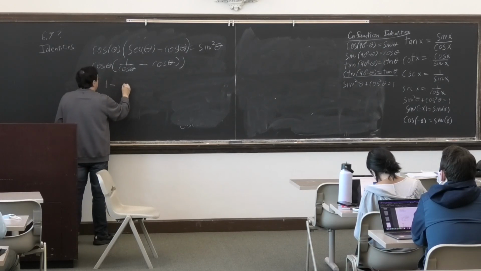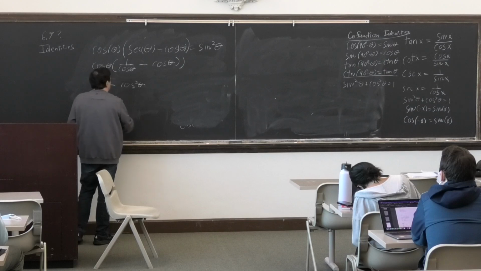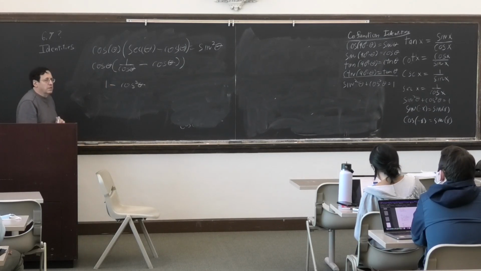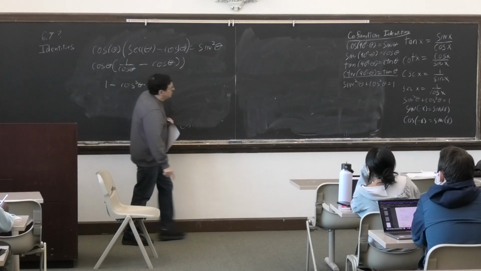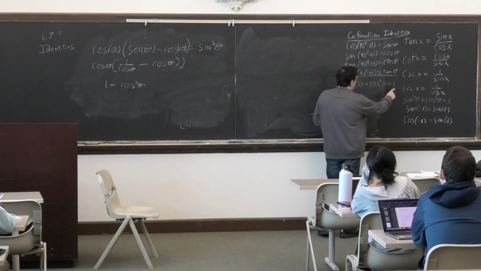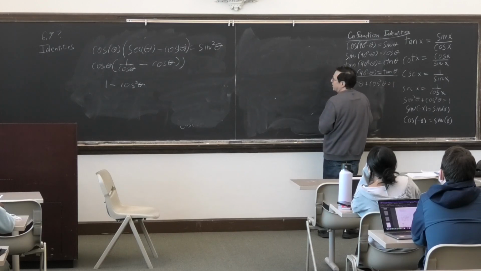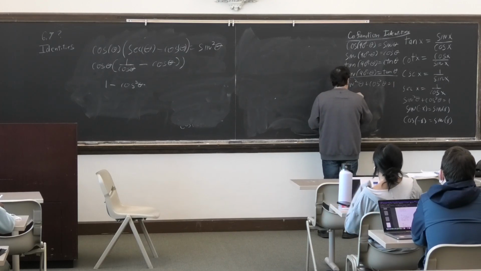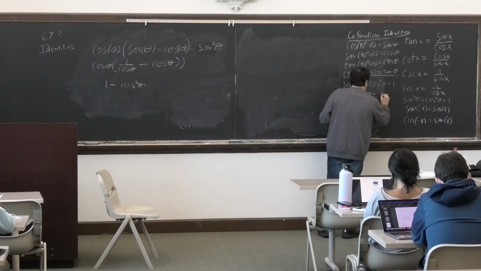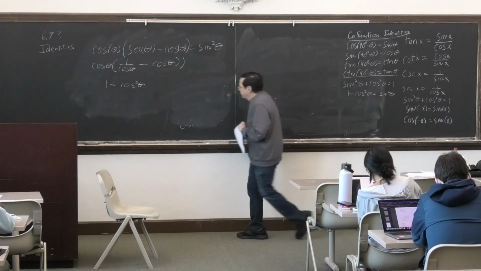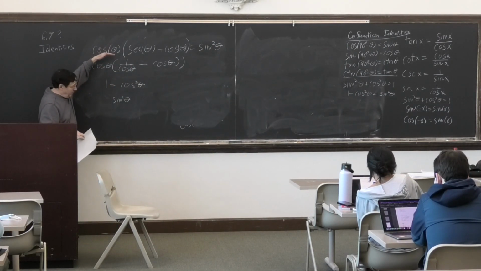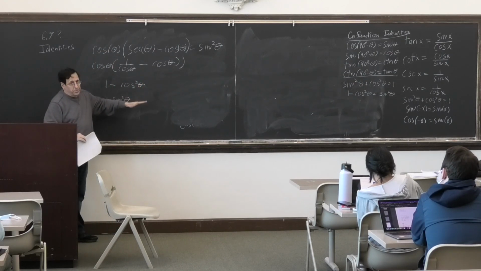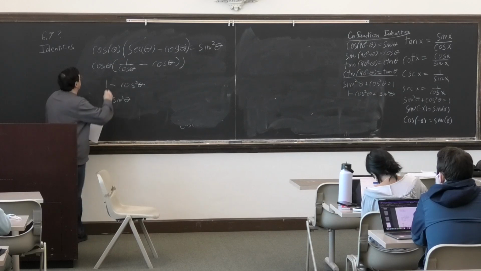Multiplying through, I get 1 minus cosine squared theta. Can anyone see where that goes immediately? Sine squared theta plus cosine squared theta is equal to 1. And 1 minus cosine squared theta equals sine squared theta. So this just immediately becomes sine squared theta. Now, we've taken it in one direction, but all these steps are reversible. So we verified this identity.